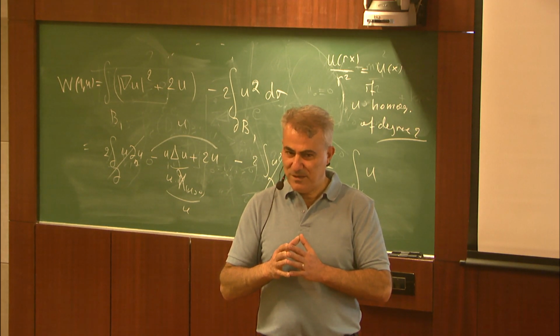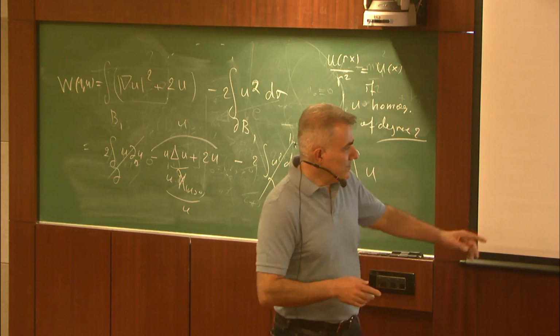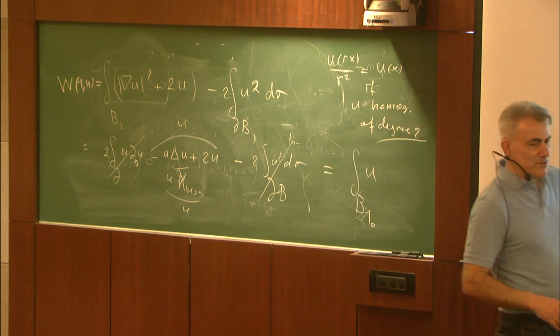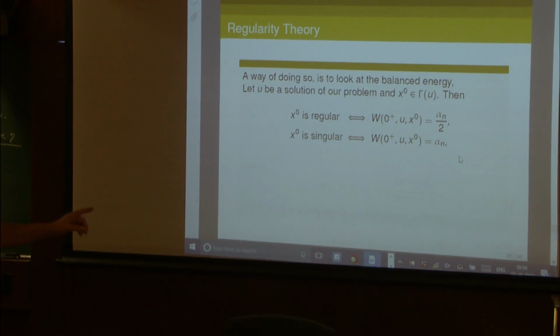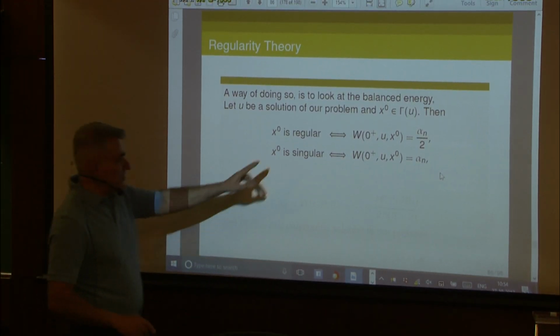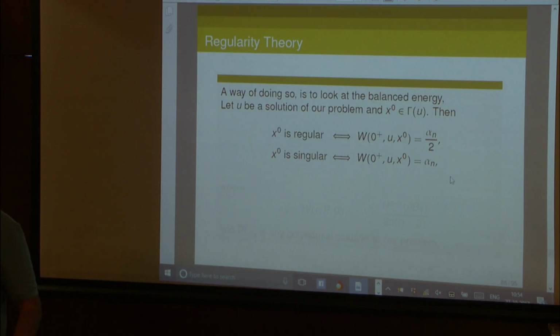Okay? So because of upper semi-continuity, this W is upper semi-continuous. We talked about lower semi-continuity of the functionals, if you remember. But now I'm saying this functional is lower semi-continuous in the variable U, but upper semi-continuous in the variable X. And that's very important.